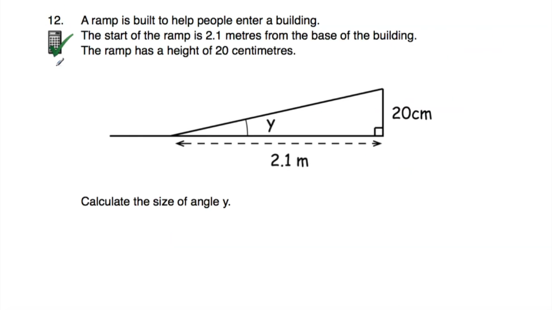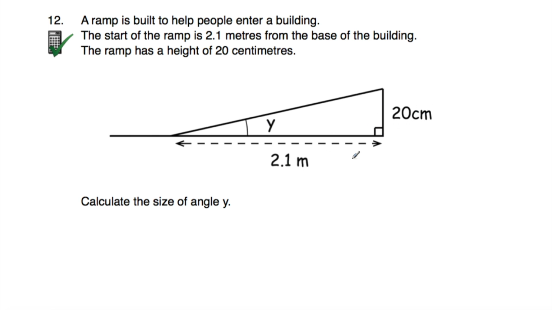Okay, let's have a look at our next question, question number 12. Question number 12 says a ramp is built to help people enter a building. The start of the ramp is 2.1 meters from the base of the building, and the ramp has a height of 20 centimeters. Calculate the size of angle Y. So we want to find the size of this angle. Now the first thing I notice is with this ramp, it's quite a long ramp. It's 2.1 meters, but it's got a height of 20 centimeters.